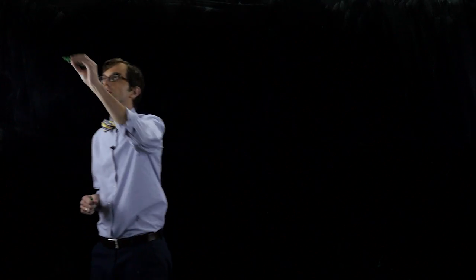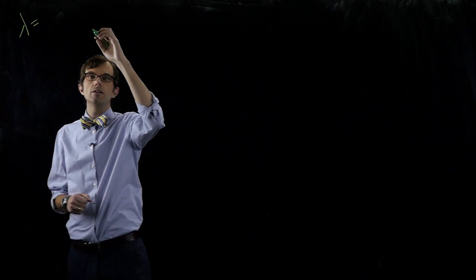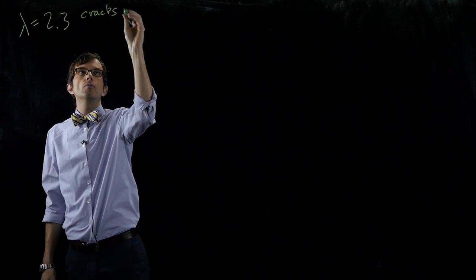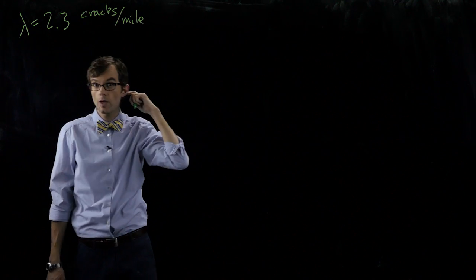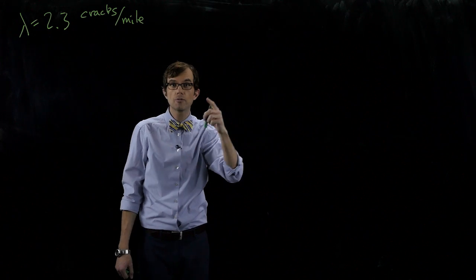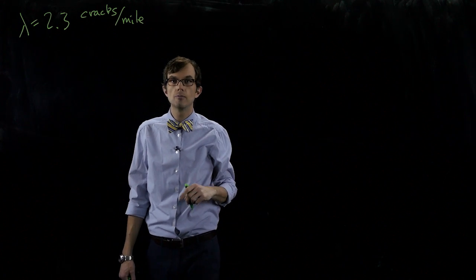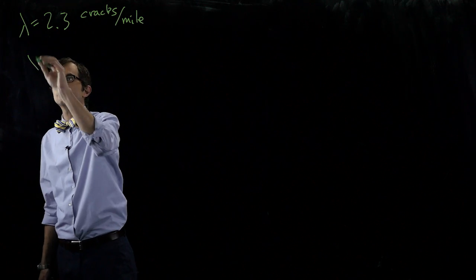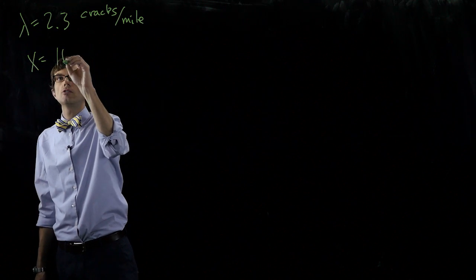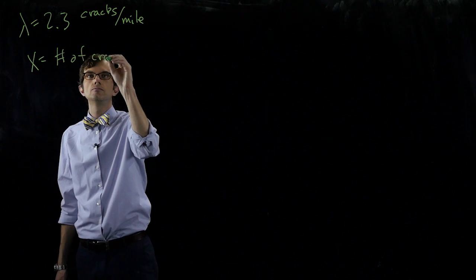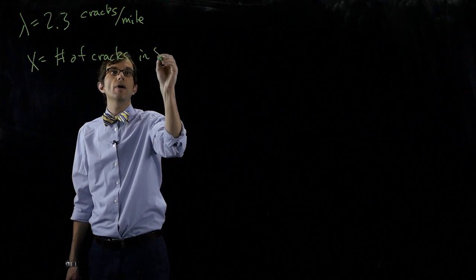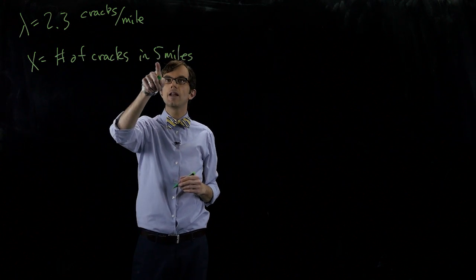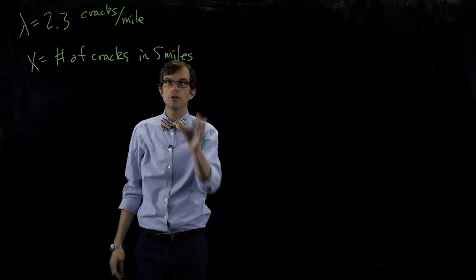Okay, so we've got a rate, lambda, and that is 2.3 cracks per mile. And we want to know what's the probability that there are no cracks requiring repair in the next 5 miles. So x here is going to be a random variable that counts the number of cracks in 5 miles.